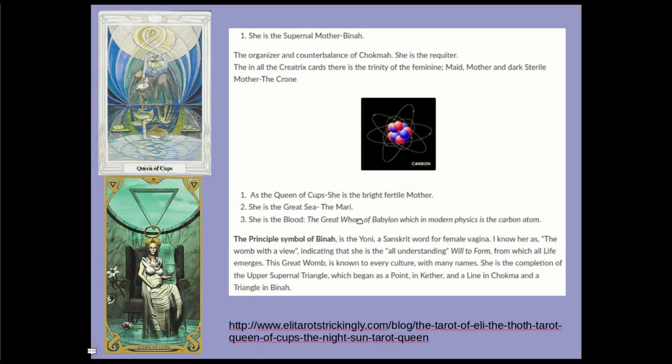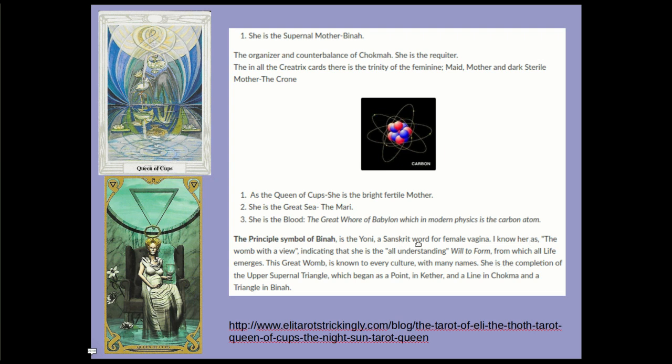Okay, she is the great Whore of Babylon, which in modern physics is the carbon atom. I don't know what the application is there, but I know the carbon atom is associated with the mark of the beast and Whore of Babylon in the occult because it has 6 protons, 6 neutrons, and 6 electrons. It's the 666 atom. Okay? But she is the great womb.